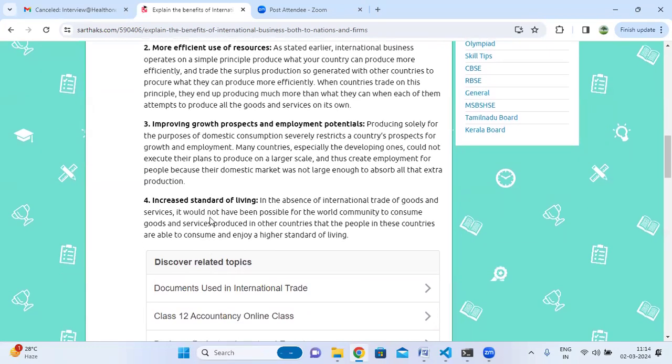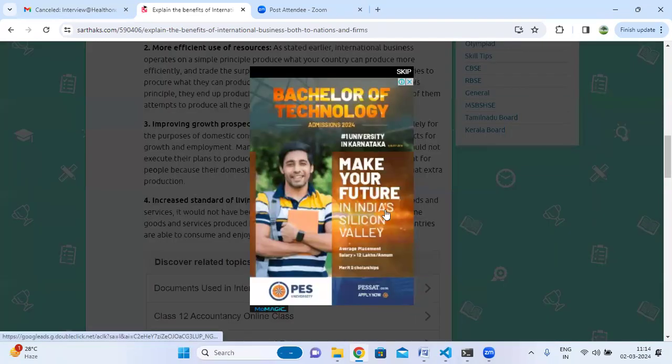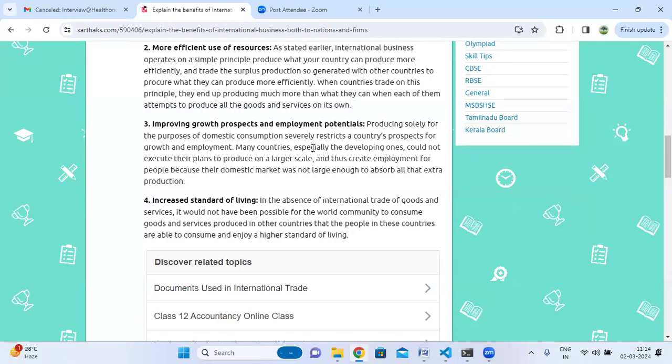Next is the increased standard of living. Without international trade, it would have been impossible for the world community to consume goods and services produced in other countries. People in these countries are able to consume and enjoy a higher standard of living because goods and services from other countries are available to them.